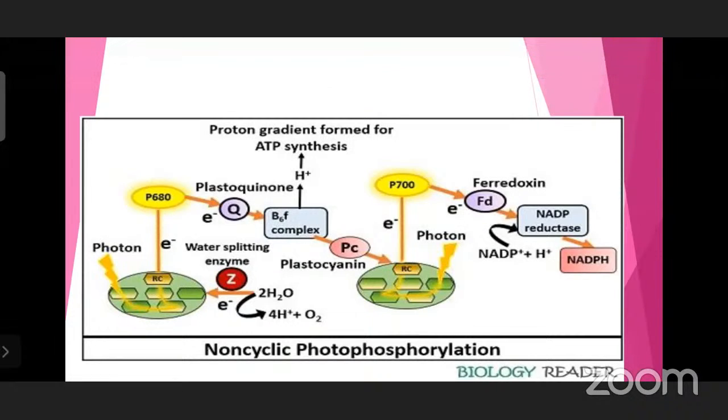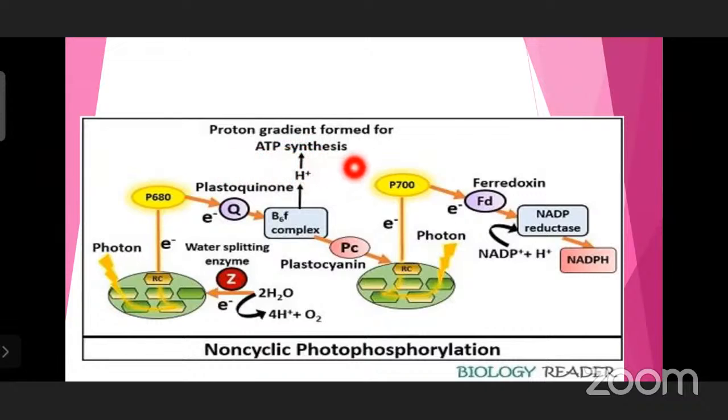Remember about plastoquinone, cytochrome, plastocyanin, which will be there here. But when it comes to PS1, you have only ferredoxin as the electron acceptor. Now, when the electron is moving, it is losing energy, it is going downhill. When it is moving from photosystem 2, it is going downhill, and meanwhile the energy is given out. When the energy is given out, ATP synthesis is taking place.